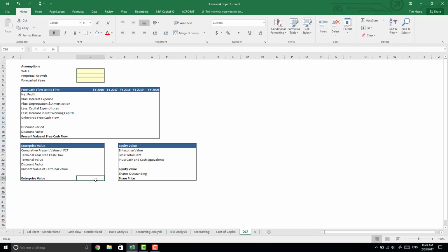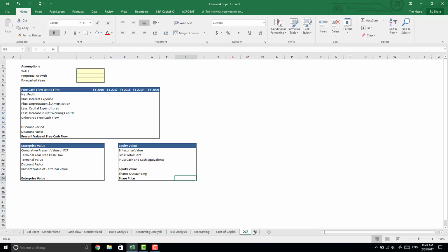But if we wanted to estimate the share price that we believe is appropriate for this business, we need to get back to the equity value, which we calculate here on the right. And we do that by adjusting the enterprise value for the total debt and cash equivalents. We then get the equity value, which we divide by the shares outstanding to get the share price.